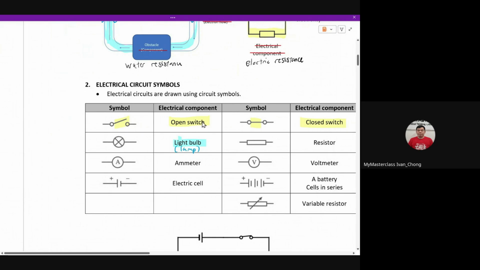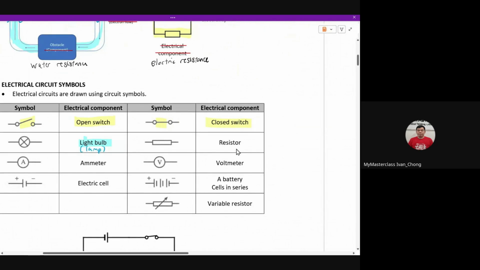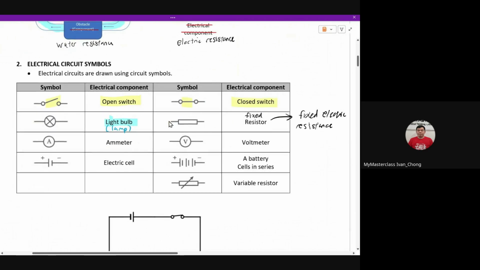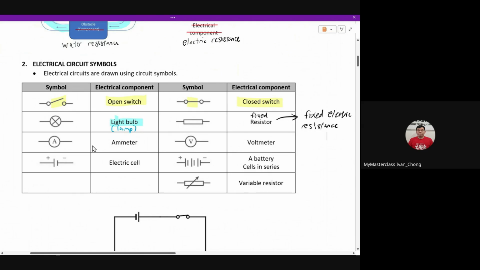Okay. So next is your resistor, and more specifically, this is a fixed resistor. Why is that so? Because this one has fixed resistance. It has fixed electric resistance. All right, we'll talk more about that later when we reach the resistance part of the notes. Just take note of what this is first. And then you have your ammeter, very straightforward. You see the A.